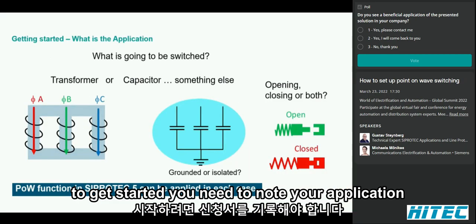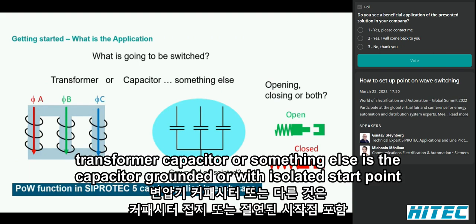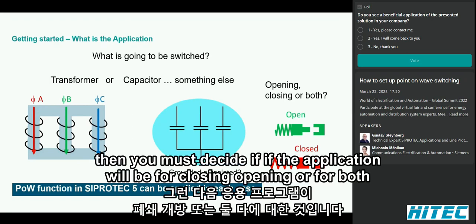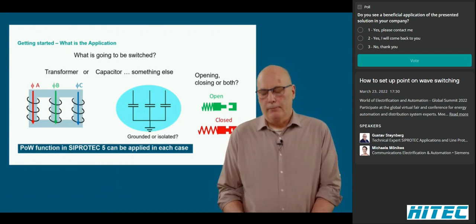To get started, you need to note your application: transformer, capacitor, or something else. Is the capacitor grounded or with isolated start point? Then you must decide if the application will be for closing, opening, or for both. The point-on-wave function in SIPROTEC5 is prepared for all of these applications.